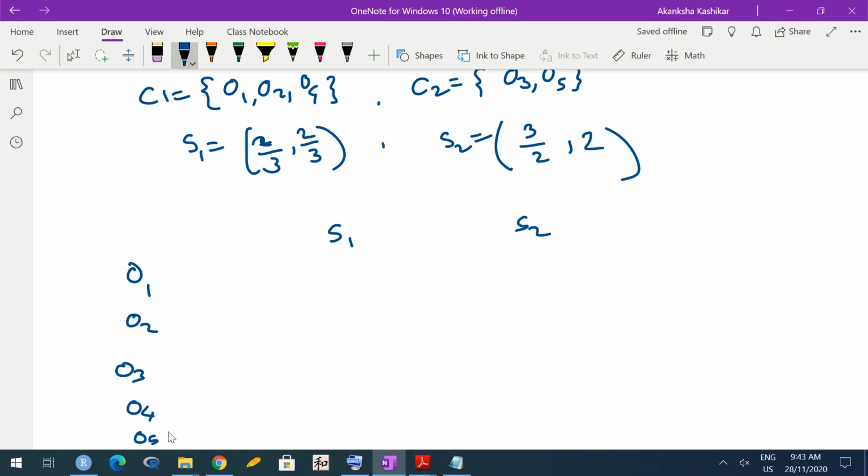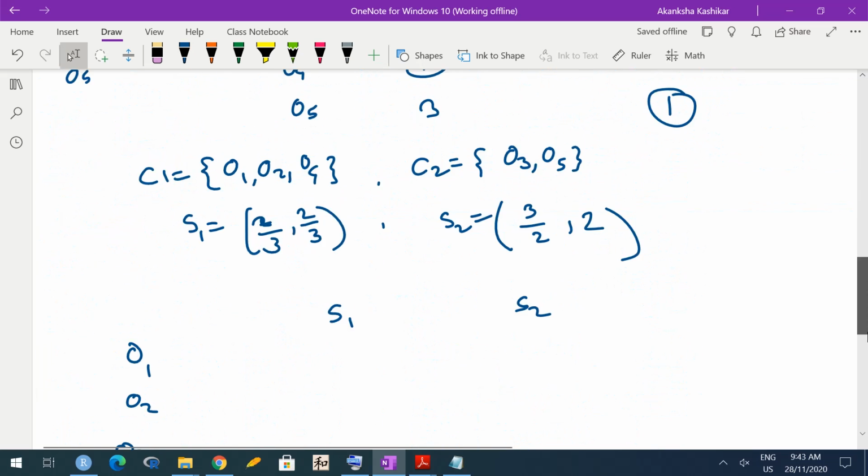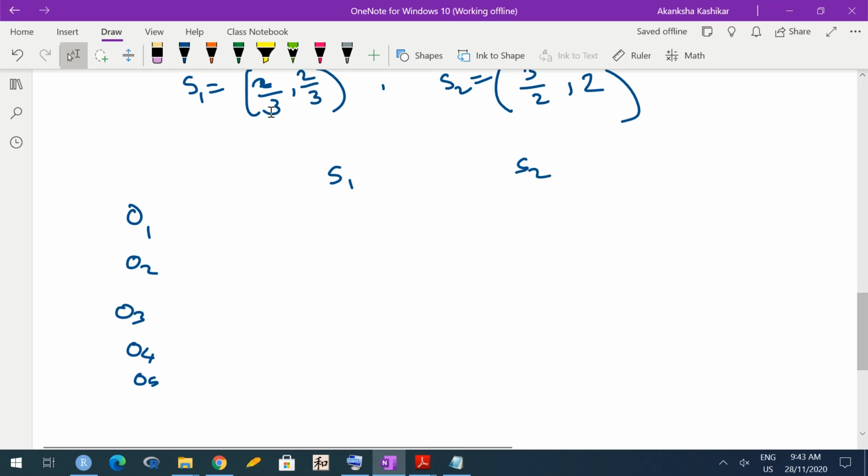Now the distance of O1. O1 is 0, 1 or 1, 0. Let me confirm. O1 is 1, 0. So 1 minus 2 by 3 is 1 by 3 and 0 minus 2 by 3 is 2 by 3. So 1 by 3 plus 2 by 3, so the distance is 1. Okay. 1 minus 3 by 2 would be half and then 2. So 2 plus half, so 2.5.